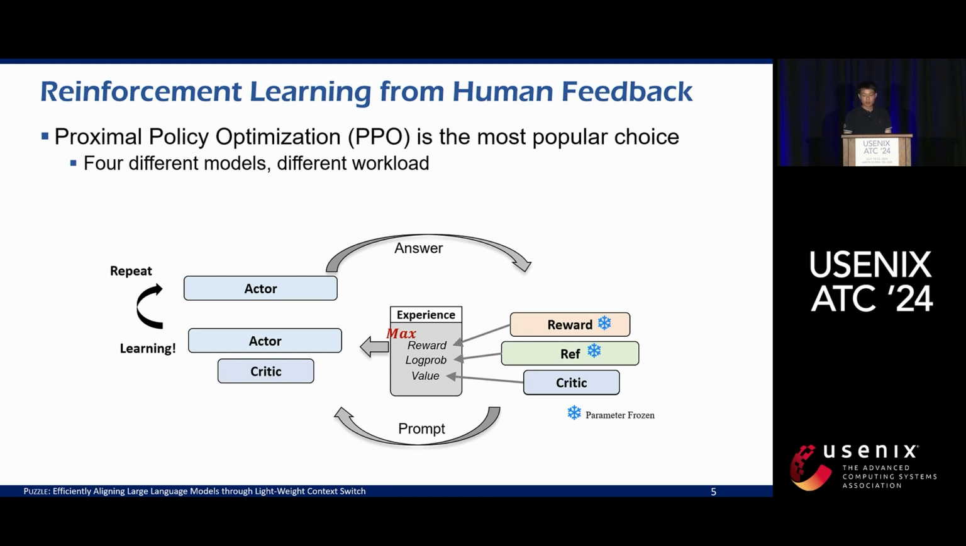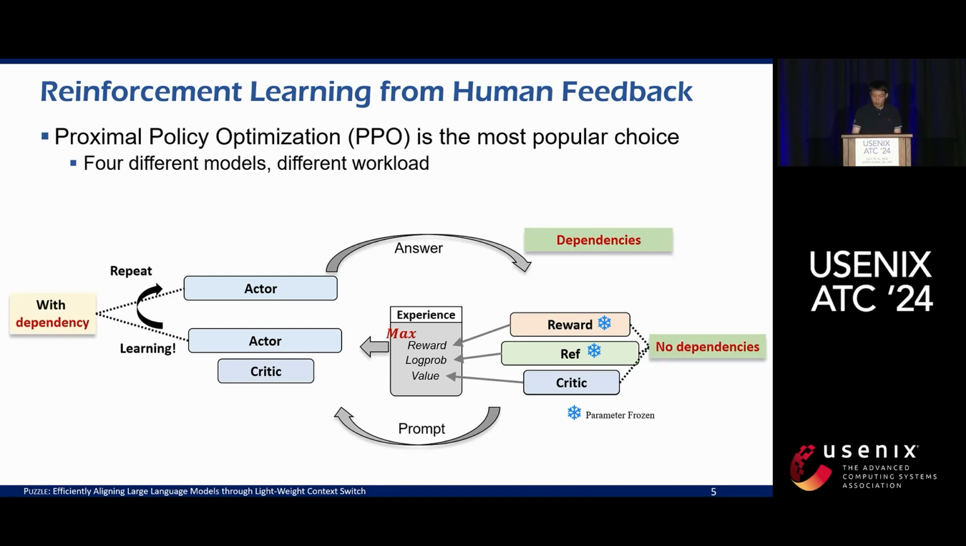The workflow of PPO is more complex. Initially, a given prompt is processed by the actor, which is an LLM, and it generates an answer. The answer is then evaluated by another LLM called reward. Additionally, two new models, the ref and the critic model, are introduced. Their outputs contribute to what is called experience. Next, the experience is utilized by both the actor and the critic to update their parameters. Therefore, we have 4 distinct LLMs and different workloads in this process.